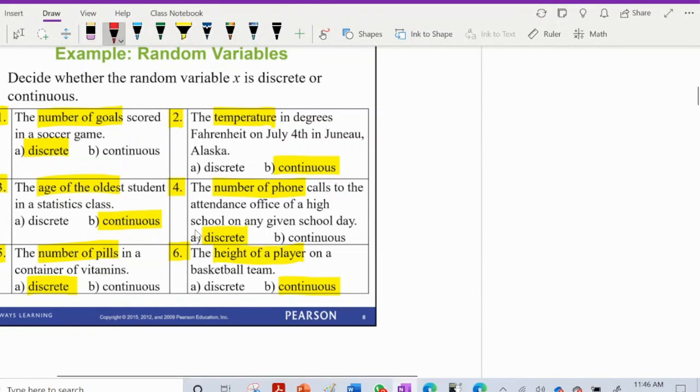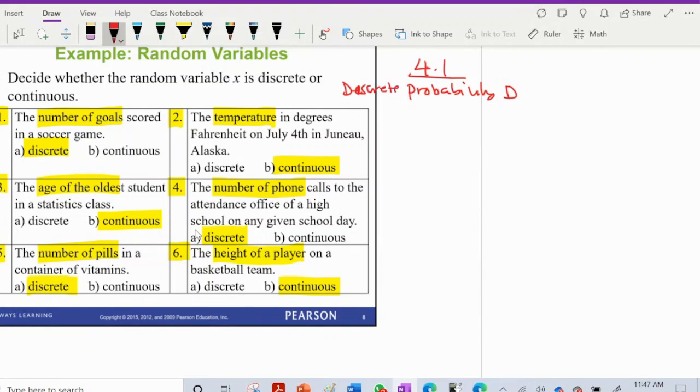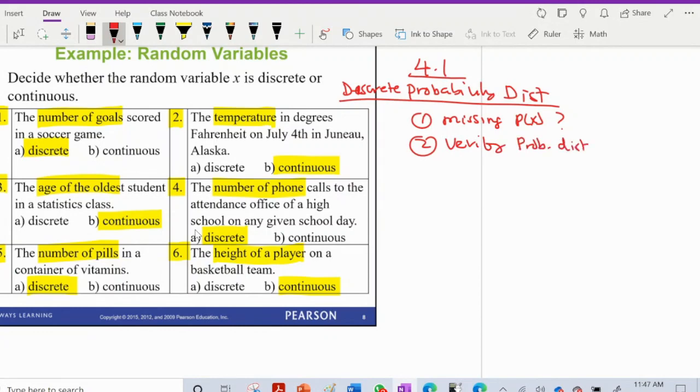Okay, so this will wrap up section 4.1. Section 4.1 is about discrete probability distribution. So one, it will have a missing p of x and ask you what is missing. Two, it could ask you to verify the probability distribution, so it gives you a table. We know that probability p of x must always be between 0 and 1.